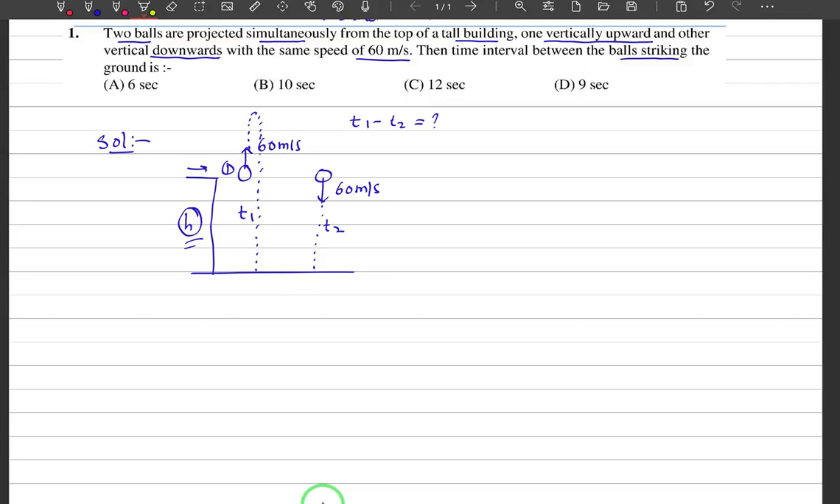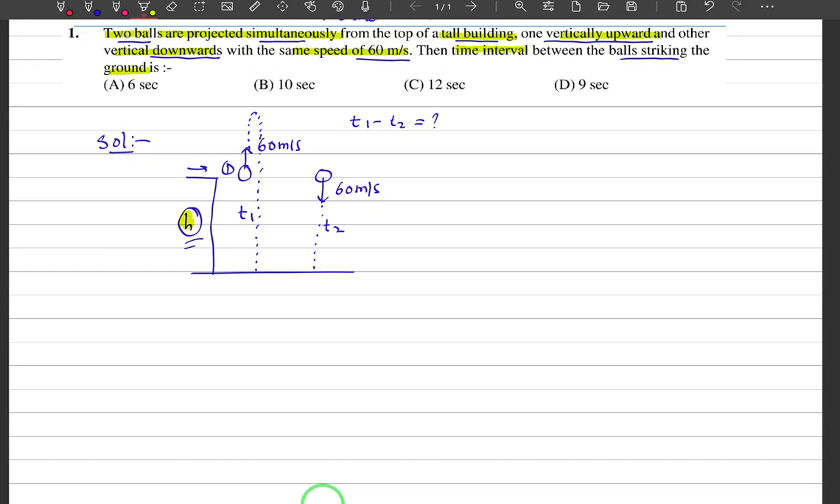So in this problem, two balls are projected simultaneously from the top of a tall building, one vertically upward and the other vertically downward, with the same speed of 60 meter per second. The time interval between the two balls striking the ground is?